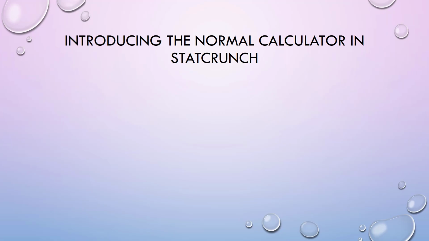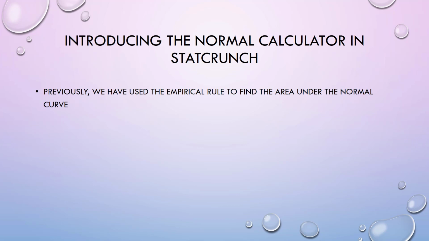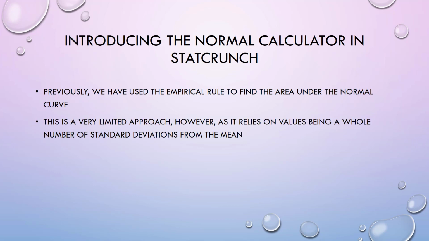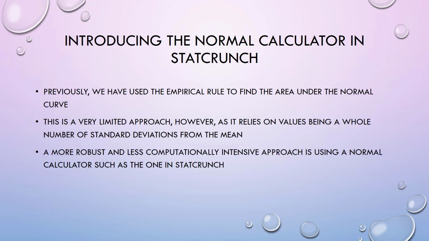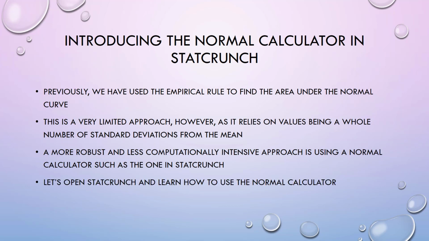Introducing the normal calculator in StatCrunch. Previously, we have used the empirical rule to find the area under the normal curve. This is a very limited approach, however, as it relies on values being a whole number of standard deviations from the mean. A more robust and less computationally intensive approach is using a normal calculator, such as the one in StatCrunch. Let's open StatCrunch and learn how to use the normal calculator.